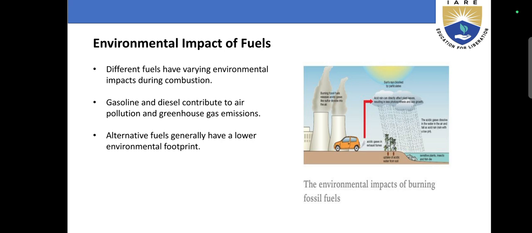Environmental impacts of fuels. Different fuels have varying environmental impacts during combustion. Gasoline and diesel contribute to air pollution and greenhouse gas emissions. Alternative fuels generally have a lower environmental footprint. Here are the environmental impacts of burning fossil fuels: pollution in the air and water, and harm to plants.